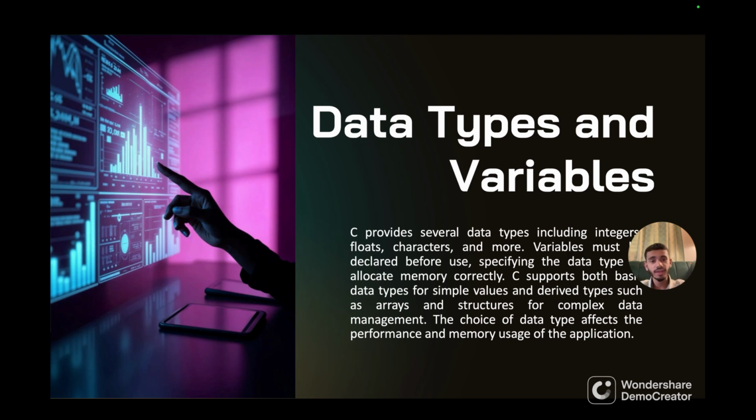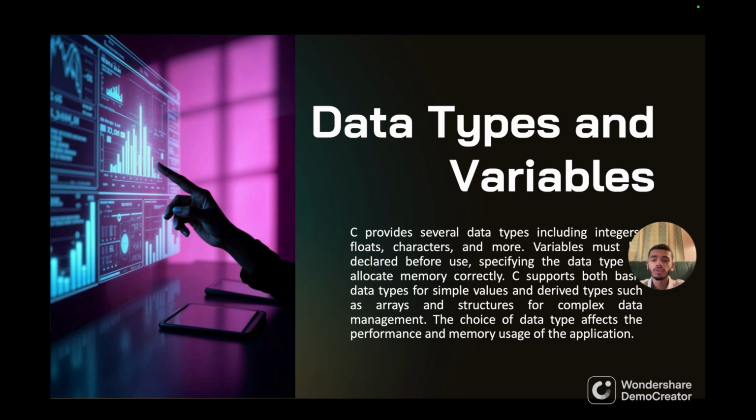C provides several data types including integers, floats, characters, and more. Variables must be declared before use, specifying the data type to allocate memory correctly. C supports both basic data types for simple values and derived data types such as arrays and structures for complex data management. The choice of data types affects the performance and memory usage of the application.